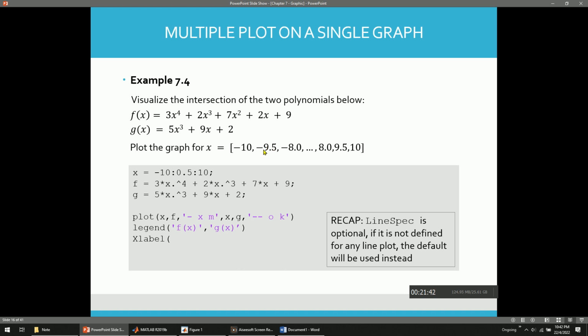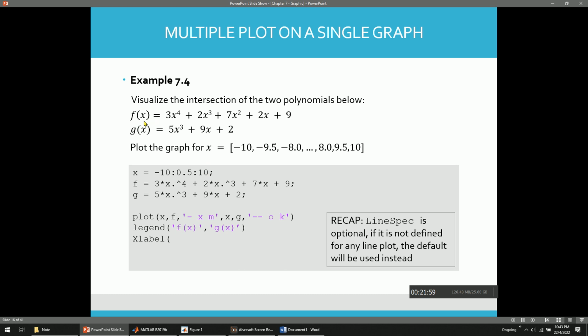Positive 0.5 because it's increasing. So you have to write this: -10 with a step of 0.5 because it's increasing. It should be positive. If decreasing, it should be negative. And then until 10.